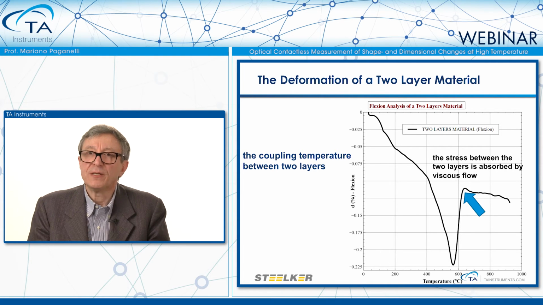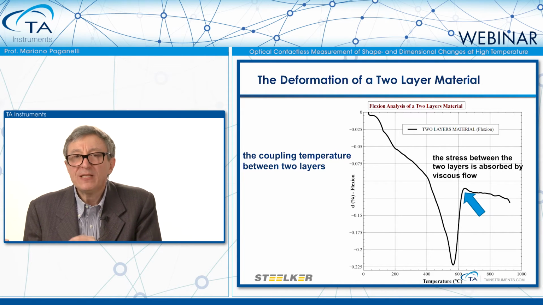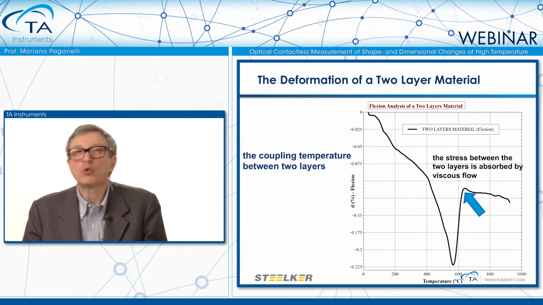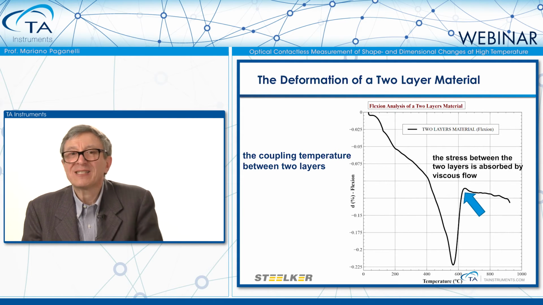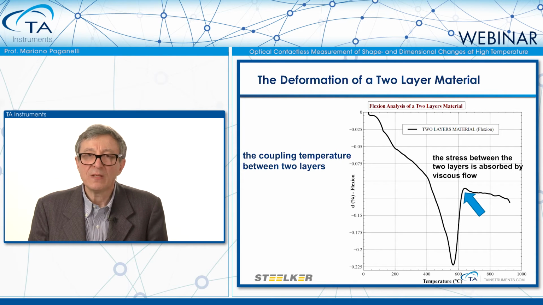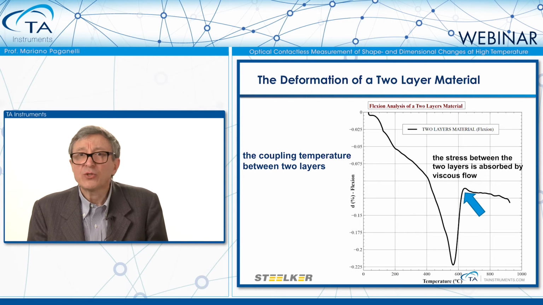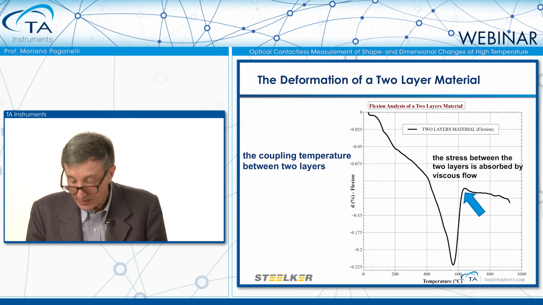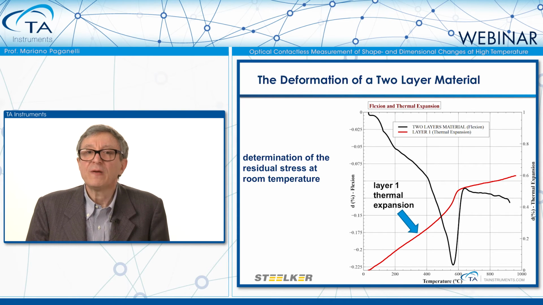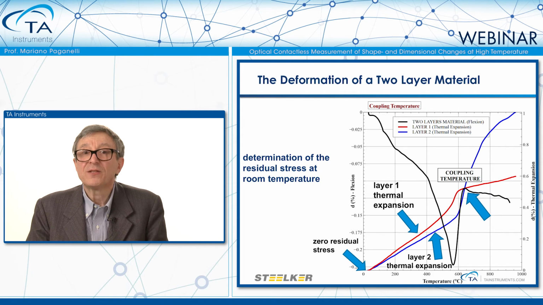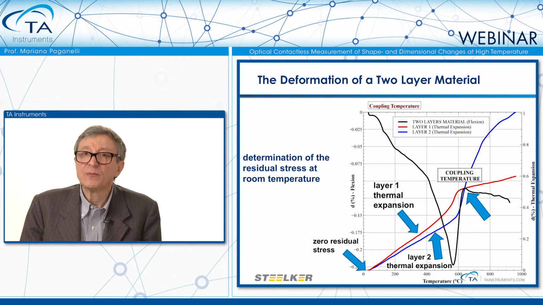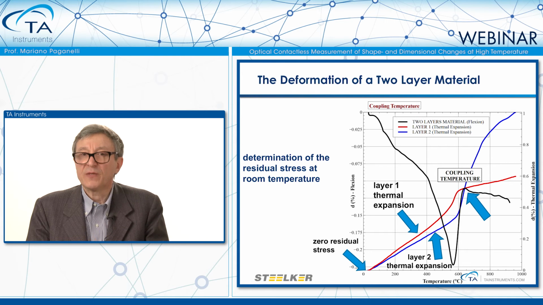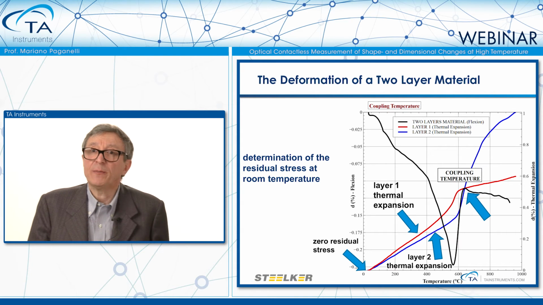When the two layers are bonded at high temperature, it becomes of critical importance to know at which temperature the two materials bond together and start to behave elastically. Then, if we go further deeper in the analysis and overlap to this curve the thermal expansion of the two layers, we see something extraordinary. This is the thermal expansion of layer 1. And this is the thermal expansion of layer 2. Look what happened. At the coupling temperature, they match perfectly. And they also match perfectly at room temperature.